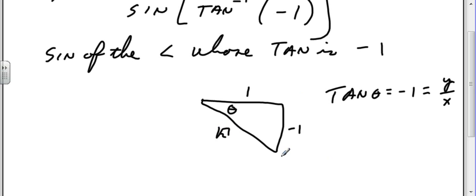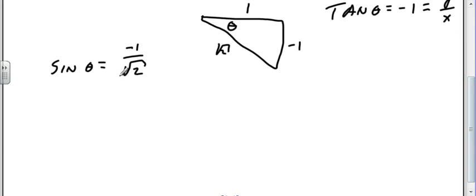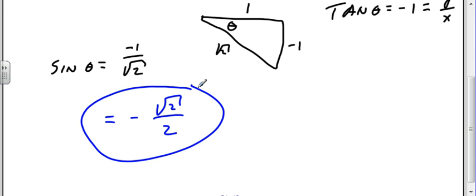Okay, so we want the sine of theta, which is going to be the side opposite, minus 1 divided by the square root of 2. And then we say, well, we really don't want to have a radical in the denominator. So for my final answer, I will write minus the square root of 2 over 2, and that'll be my final answer.